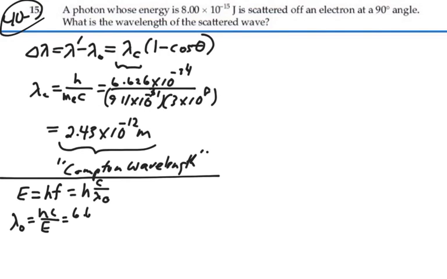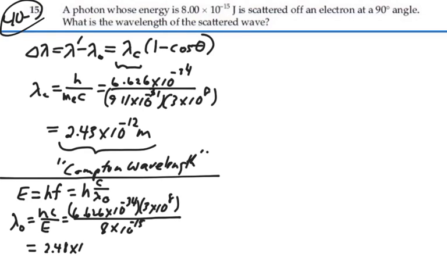That's going to be 6.626 times 10 to the minus 34 times 3 times 10 to the 8 over the energy of 8 times 10 to the minus 15. And that is equal to 2.48 times 10 to the minus 11 meters.